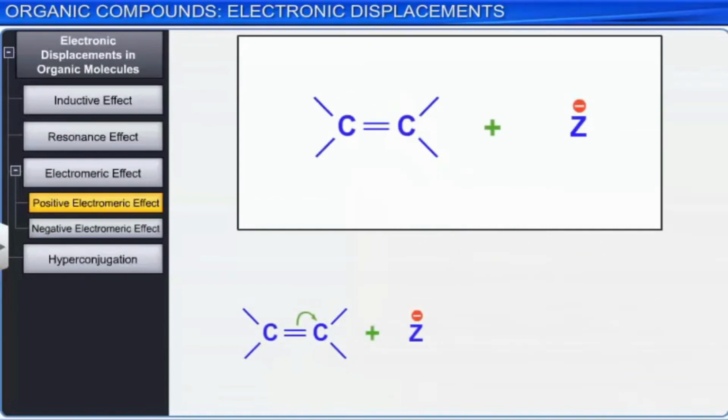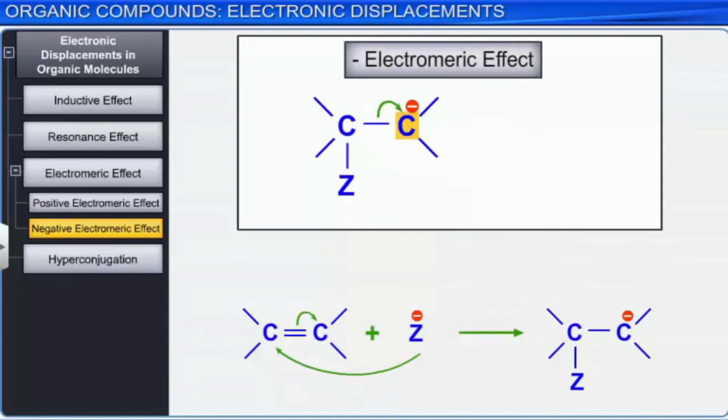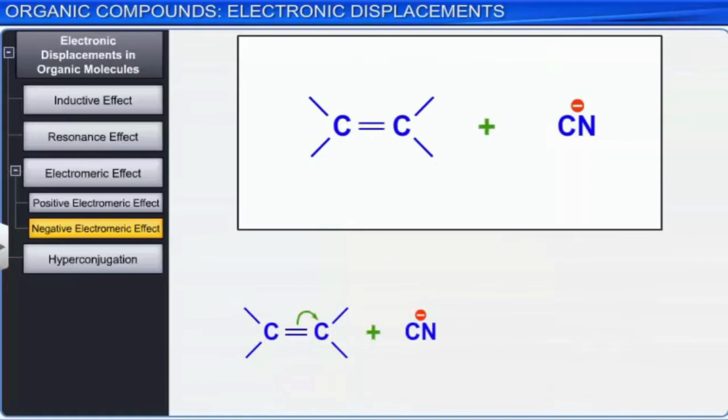On the other hand, when the pi electrons of the multiple bond are transferred to the atom to which the attacking reagent does not get attached, it is called negative electromeric effect. In the addition of cyanide ion to alkenes, the pi electrons of the double bond are transferred to that atom to which the attacking reagent does not get attached.